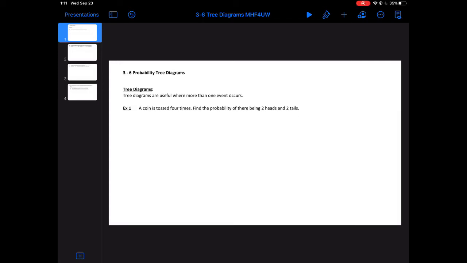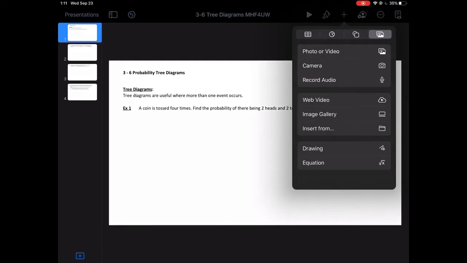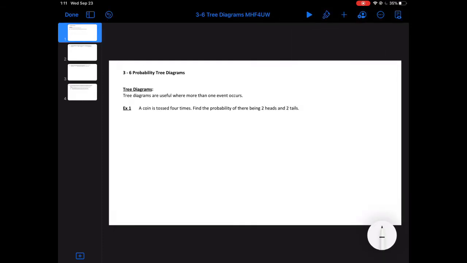In this video, we'll take a look at probability tree diagrams, which is another way to visually represent a sample space. They're very useful where more than one event is happening. So our first example is a coin is tossed 4 times, so that means we've got 4 events. And we want to find the probability of there being 2 heads and 2 tails.